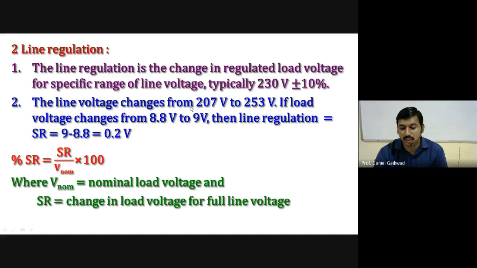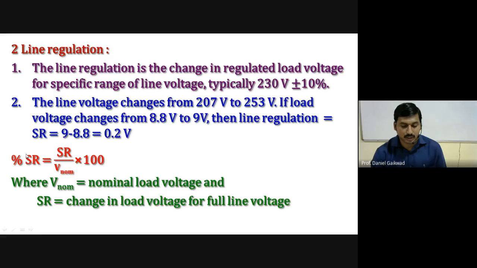The line voltage changes, suppose, from 207 volt to 253. We have AC mains 230 volt. Suppose it decreases to 207, and suppose it increases to 253. If the load voltage, meaning the output DC voltage, changes from, suppose, 8.8 to 9 volt, then 0.2 volt changes when there is a change in AC mains voltage from 207 to 253. Then line regulation, we can have the simple formula SR equal to 9 minus 8.8, that is equal to 0.2 volt.